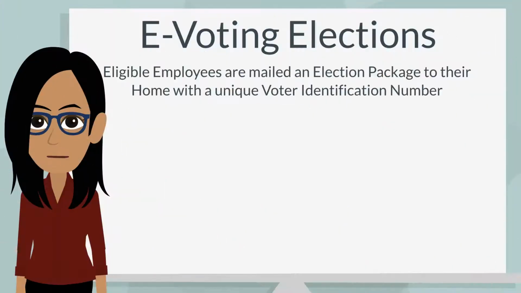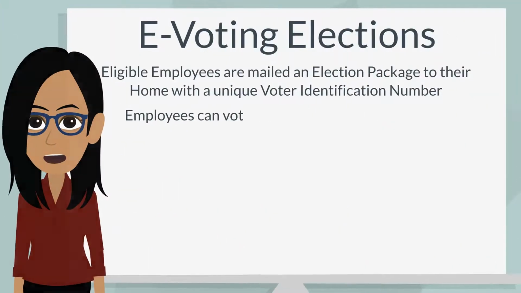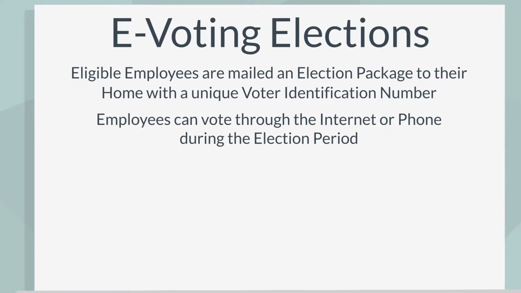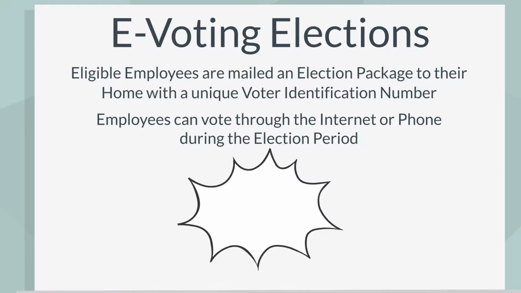In typical e-elections, eligible employees are mailed an election package to their home address containing election details and a unique voter identification number. Employees can vote by internet or phone up until the deadline listed in the instructions. Votes submitted after the deadline will not be counted. As with mail ballot elections, employees should not wait until the last minute to vote and should contact the FLRA if they do not receive their packet.